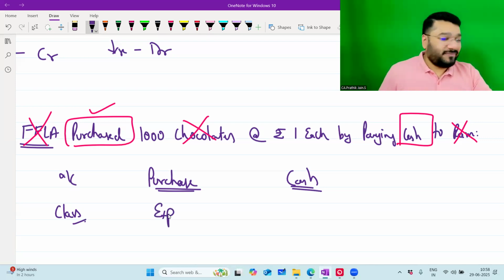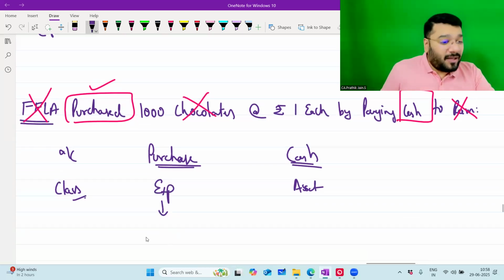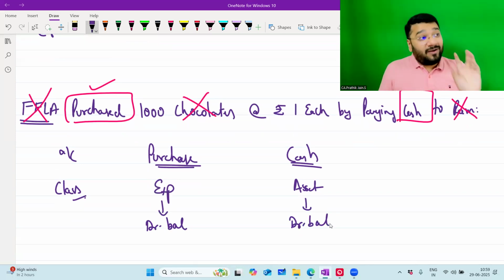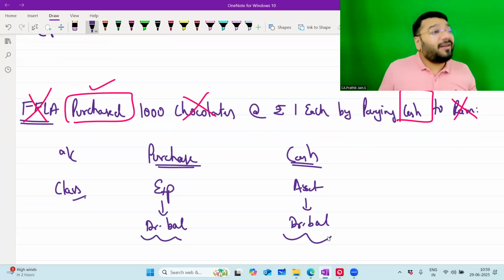Expense. Cash, what classification? Asset. Expense, what nature of balance? Debit balance. Asset, what balance? Debit balance. So all those who thought that in one transaction, if two accounts are coming, one will always be debit balance and one will always be credit balance, this question proved you wrong.